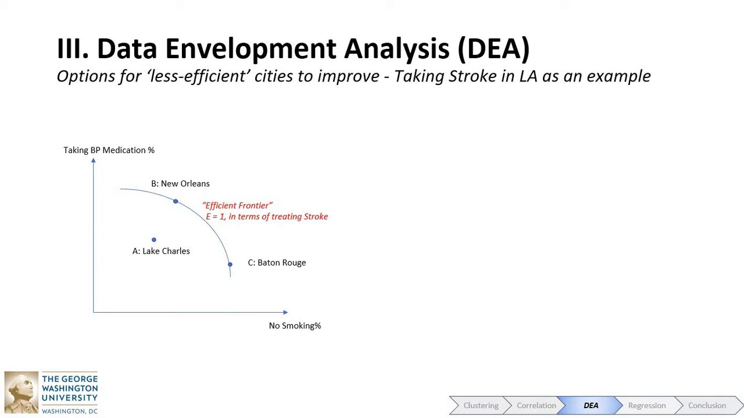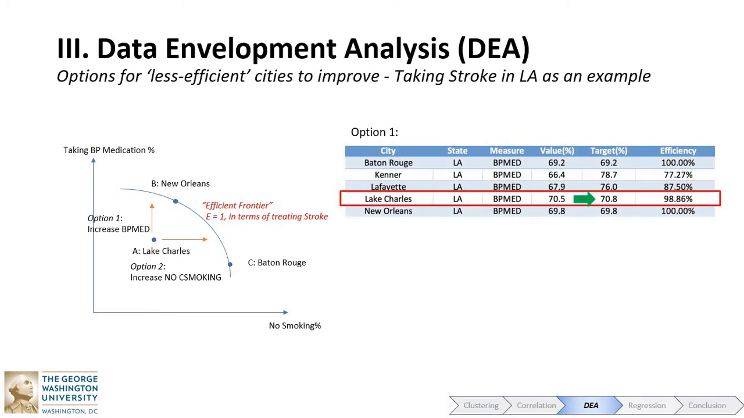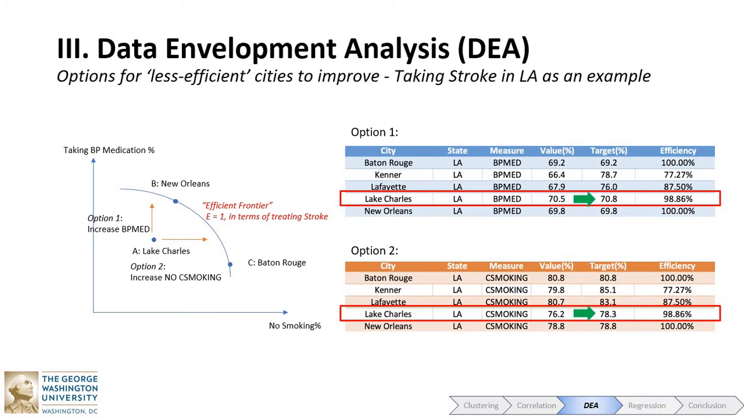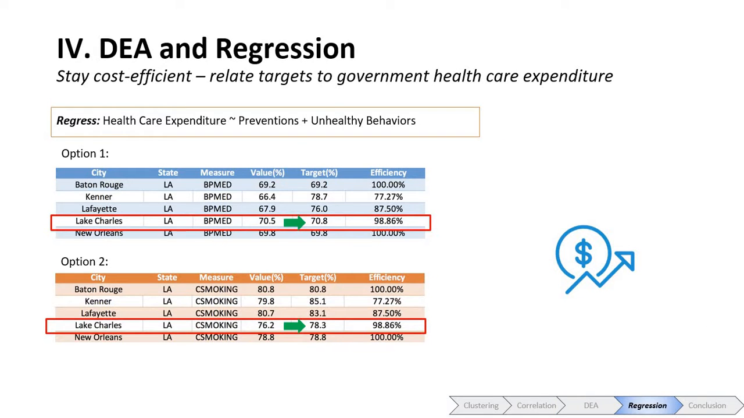And so now for our efficient frontier, Lake Charles has two options where they can either increase blood pressure medication to make them more efficient, or increase not smoking, to move them once again towards the efficient frontier. And we can see that both of these options are available to help Lake Charles become more efficient, but we also want to incorporate cost to our recommendation.